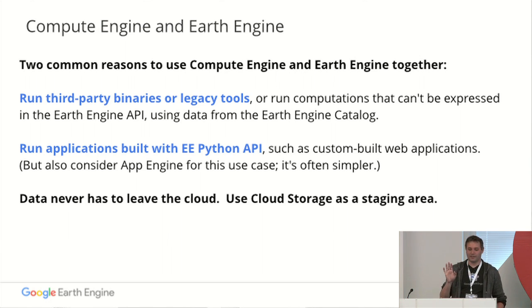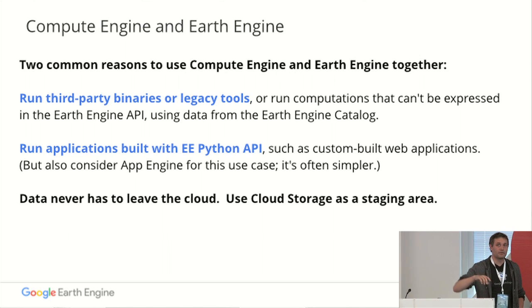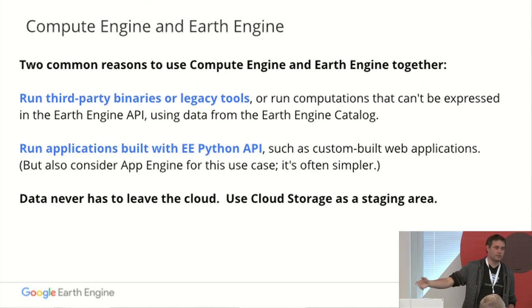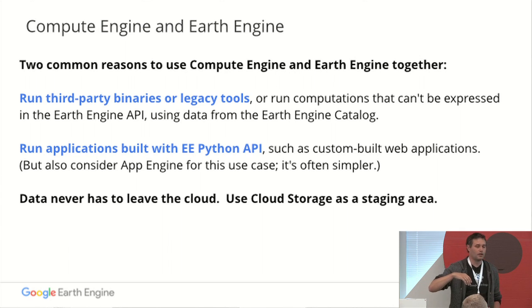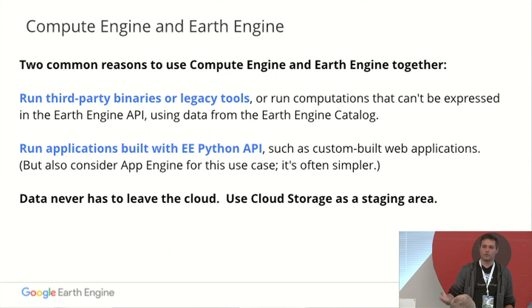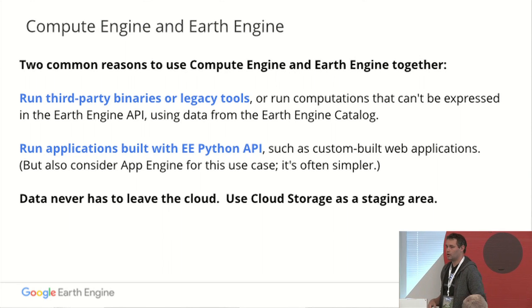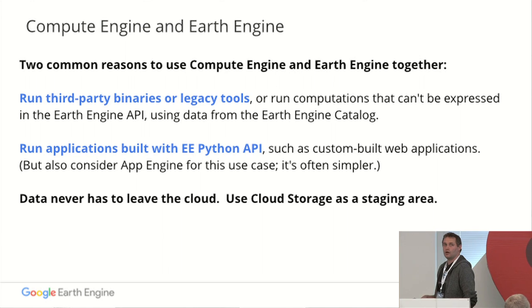So why would you use Compute Engine and Earth Engine together? There are two main categories of reasons that we see. The first is you've got some third-party binary, some legacy tool that already exists, that you just want to use with your data as part of a workflow that also involves Earth Engine. You can run it on Compute Engine, and there's some moving of the data back and forth, but it allows you to build a kind of hybrid solution to your problem.